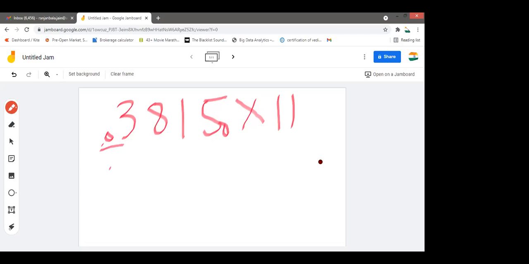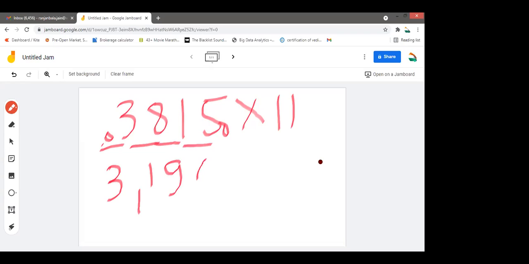So 0 plus 3, 3. 3 plus 8, 11. Yes, 11. So write 1 like this. 8 plus 1, 9. 1 plus 5 plus 1. What is the answer? 5 plus 1.